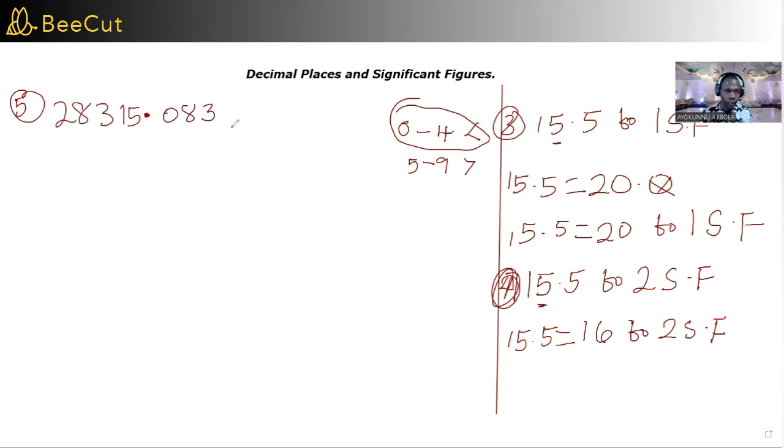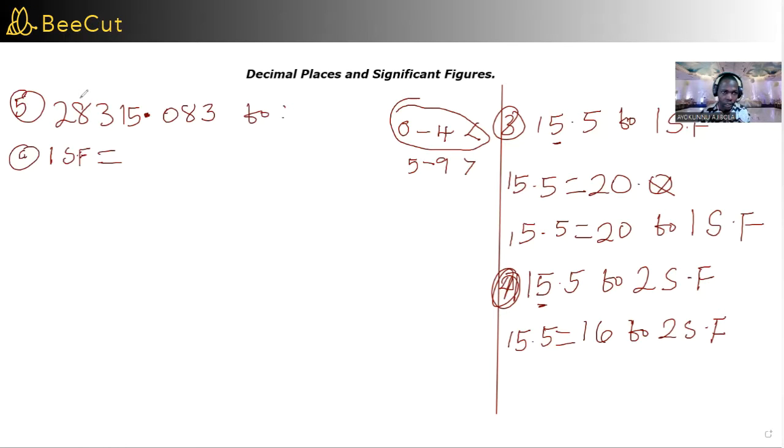28,315.083. We want to round this up. Number 1, we want to round it up to, let's say, one significant figure. The highest figure here, when you talk about place value, is 2. Why? Because it is tens of thousands.